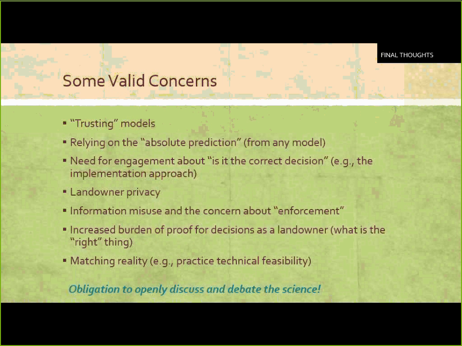There are valid concerns. How many people trust models? Some do, some don't, right? But that's an issue. We need to be realistic and credible when we communicate the results about what we're actually showing people and what we're actually saying. Relying on an absolute prediction is always an issue, especially if you haven't calibrated and you haven't verified any model. What we need to change the discussion to is: is the absolute prediction correct, or is the decision correct? The decision ultimately is, are these practices reasonably in the right location with the expected amount of benefit? Are we making the right implementation decision?